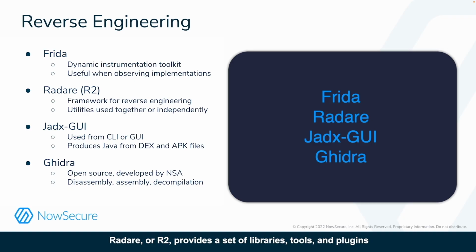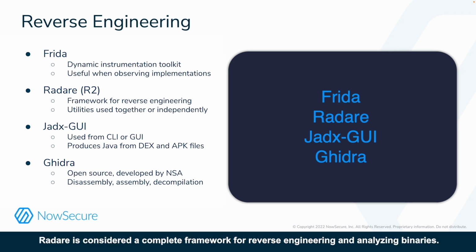Radare, or R2, provides a set of libraries, tools, and plugins that ease the task of reverse engineering. Radare is considered a complete framework for reverse engineering and analyzing binaries. It is composed of a set of small utilities that can be used together or independently from the command line.